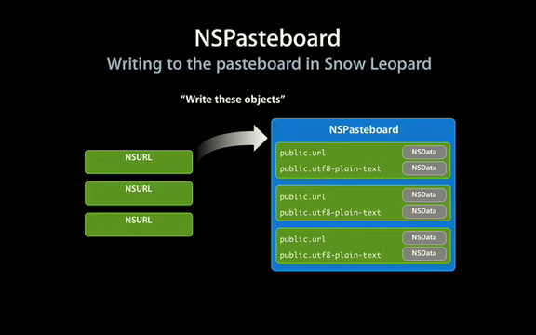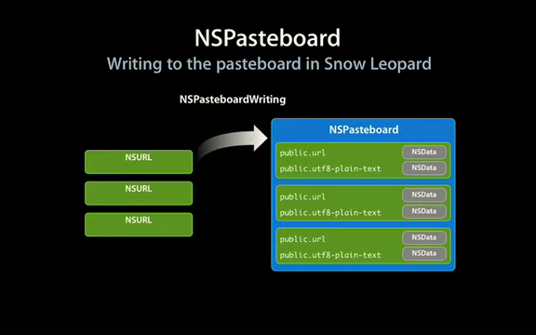Now, how does the pasteboard know what types of data are appropriate for a particular object? Well, NSURL implements a brand new protocol in Snow Leopard called NSPasteboardWriting. And this protocol is implemented by NSURL as well as many common Cocoa classes. And we'll see in a little bit, it's a public protocol, so your objects can play along as well.